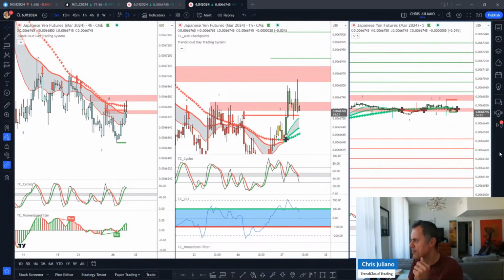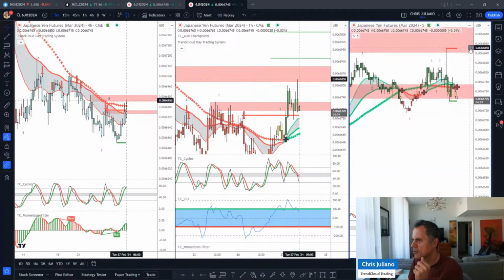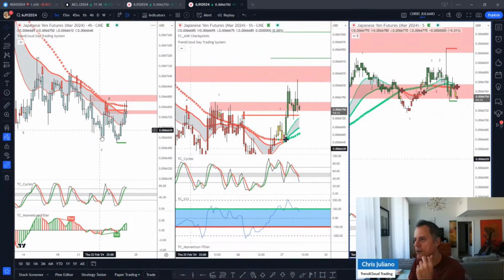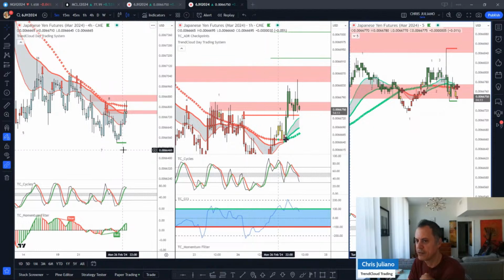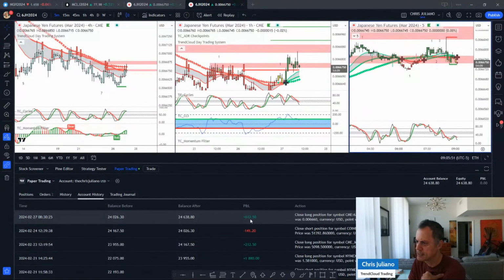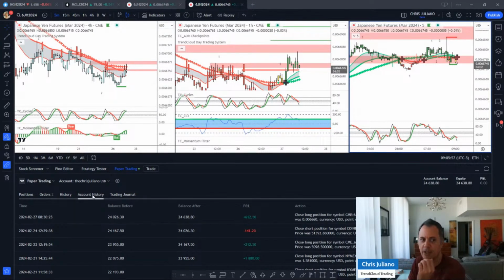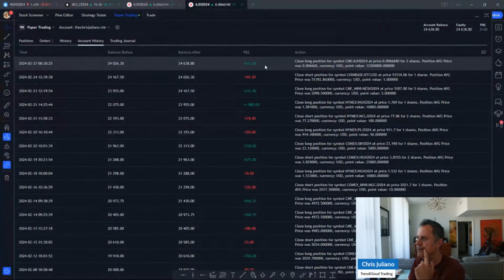The Japanese yen trade worked out very nicely. I'm telling you guys, the power of TrendCloud with these trend reversal trades is huge. Check out the latest Japanese trend trade that we took, $612, no problem. And I took that last night right there. So look, this is what forward testing looks like, right?